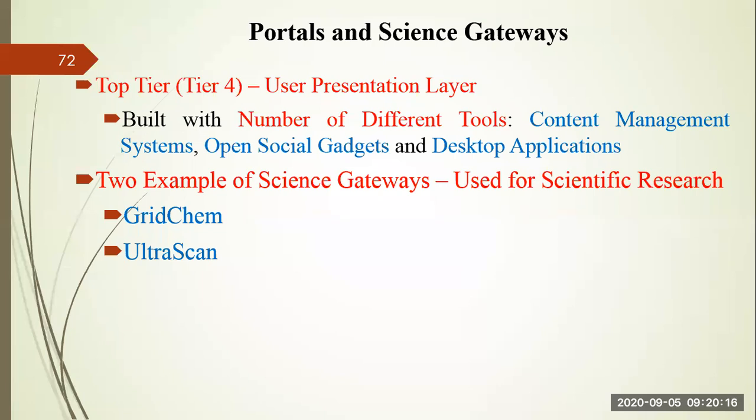There are two examples of scientific gateways used for scientific research. One is called GridChem, and another is called UltraScan, right? We'll discuss these two scientific gateways in today's class.